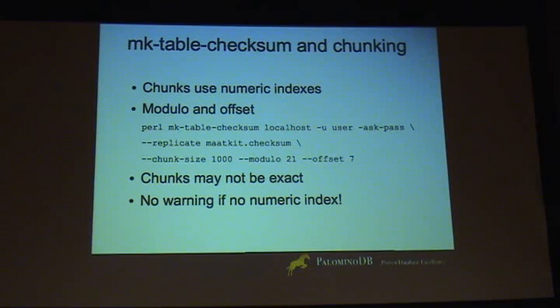What is it applying the modulo to? Great question. It figures it out. That's the work that mk-table-checksum does for you. You don't have to say, it's not like partitioning. You don't have to say, do this column. It will find an appropriate column for you, or not. And that's why it doesn't really give you an error, because you don't have to worry about that. So it's trying not to make you worry about that.